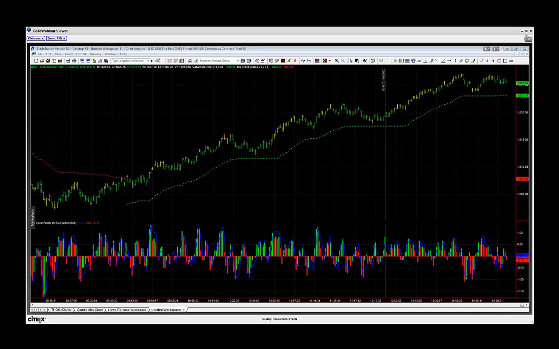Does it work on Renko bars? You cannot use value charts on Renko bars because there's no volatility. So a DVU, a dynamic volatility unit, does not work when there's no volatility.